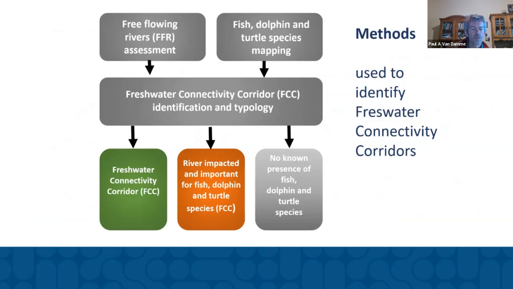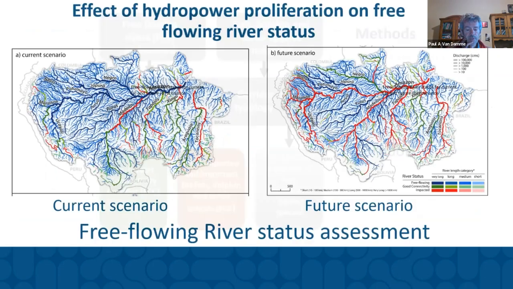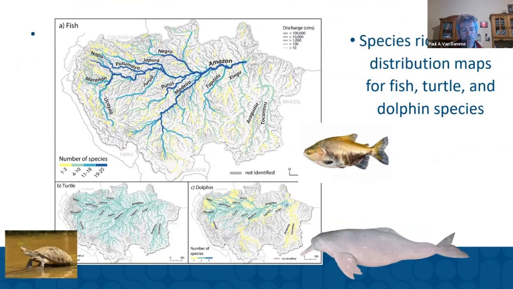We first did a free-flowing rivers assessment and then mapped the distribution of migratory fish, turtles, and dolphins. The combination of the two maps allowed for the identification of freshwater connectivity corridors in green and rivers which are very vulnerable in brown. In this slide, you can see the free-flowing river assessment done in the Amazon. In 2019, 16 of 26 very long rivers are still free-flowing, shown at the left, but only 4 would remain free-flowing if all proposed dams would be built.